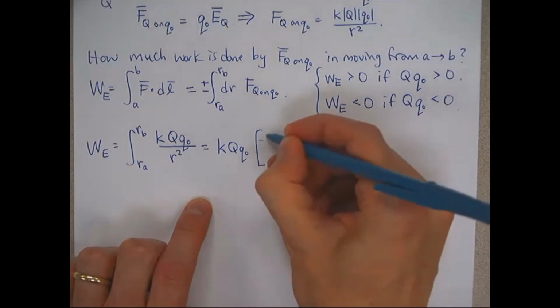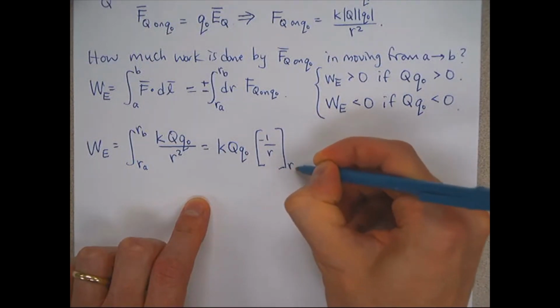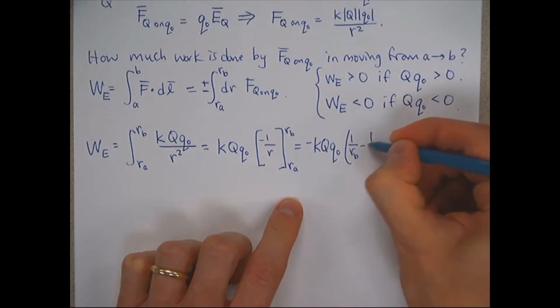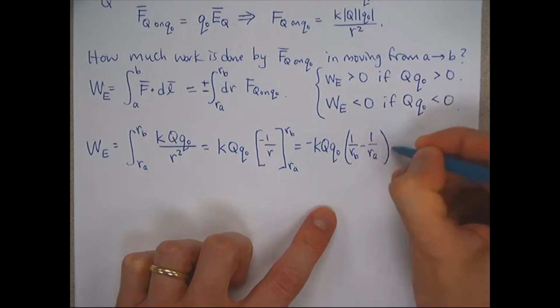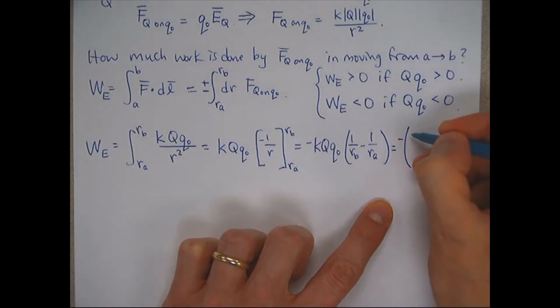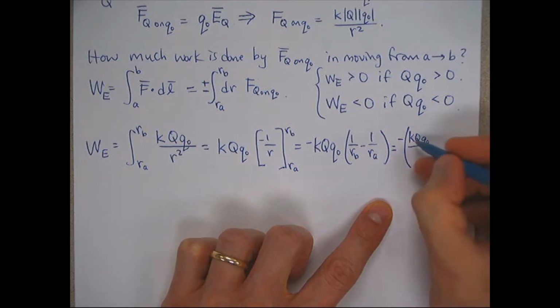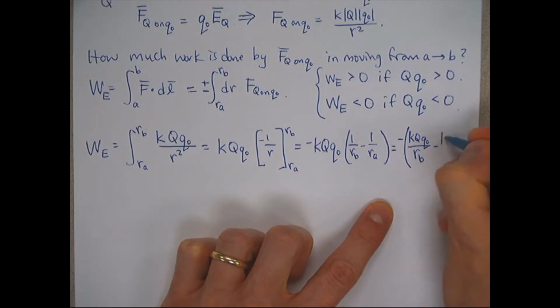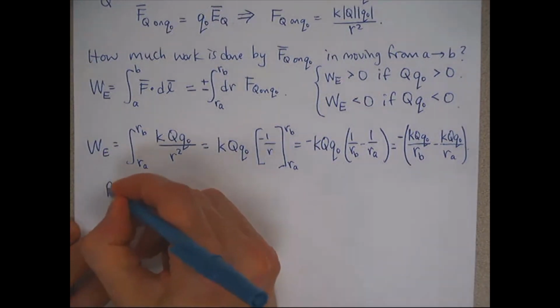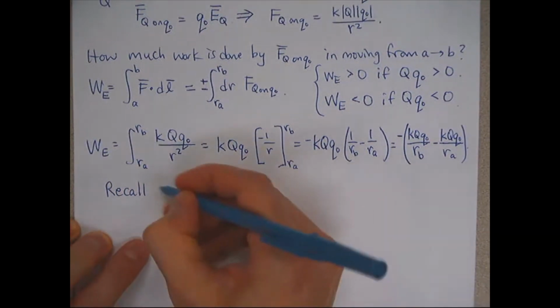Integral of 1 over r squared is minus 1 over r. Our limits are RA to RB. Evaluate at those limits. And I'm going to rewrite it in a suggestive way that will be useful later. So negative out front, kQq over RB minus kQq over RA. Well, what does this start to look like from the previous video?